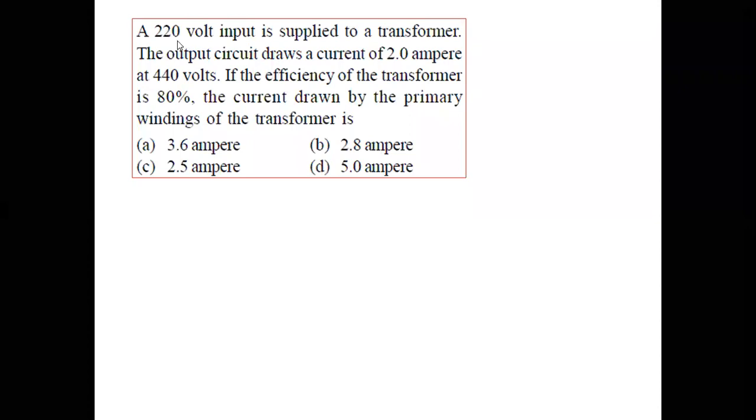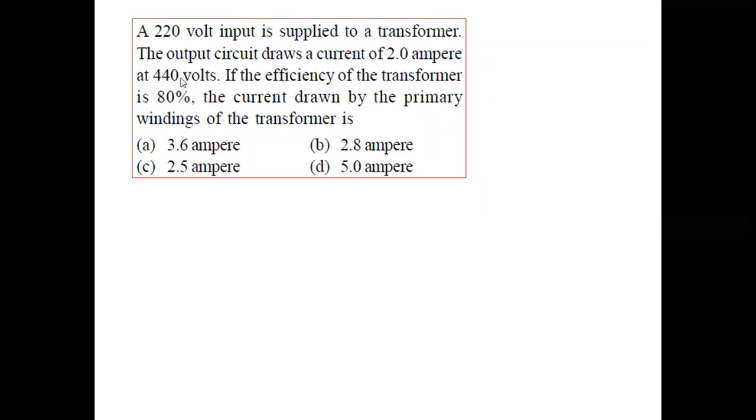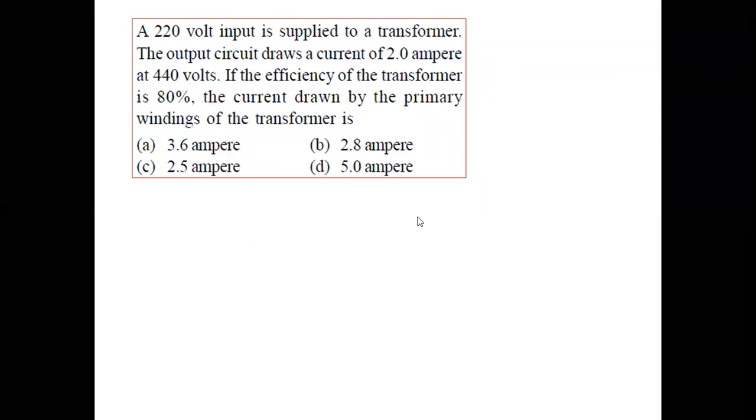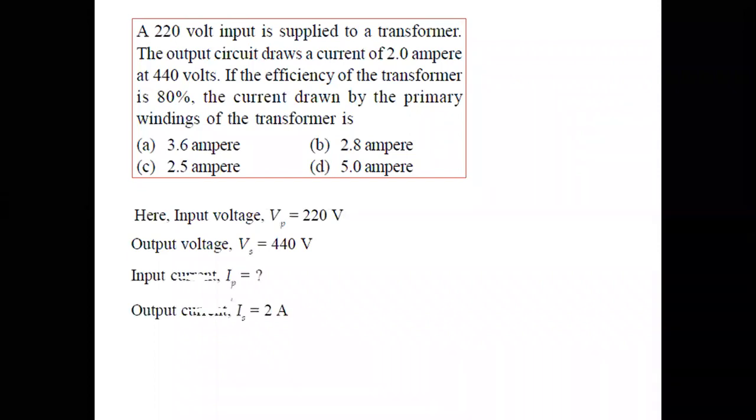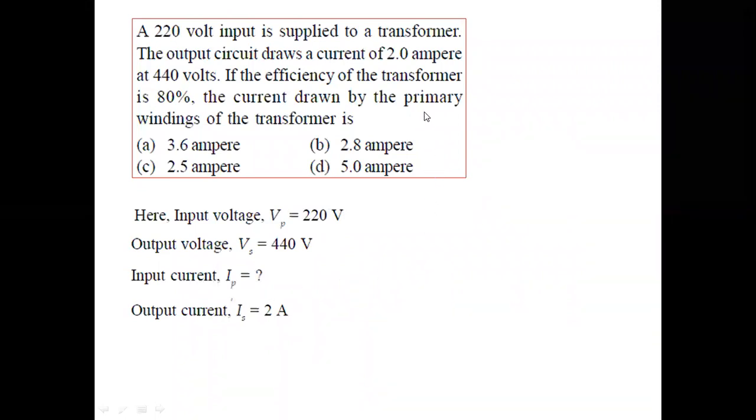You have an input voltage 220. The output circuit draws a current. Output current is given and output voltage is given. Apply the efficiency formula. Let me do it very fast. The input voltage is 220, output voltage 440. Input current we need to calculate, that's called the primary current. Output current is of course 2 ampere. So there are three parameters given. Efficiency is also given, 80%.